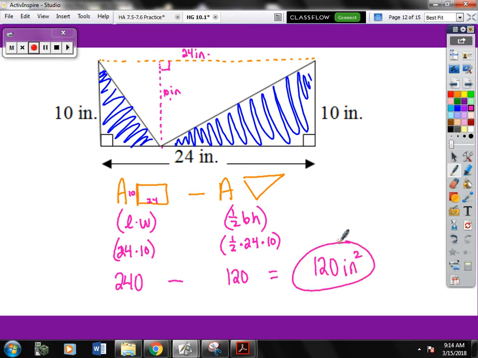Now some students will say, Mrs. Bennett, is it always going to be half? No, not necessarily. That just happens to occur on this question. But it will not always be half.